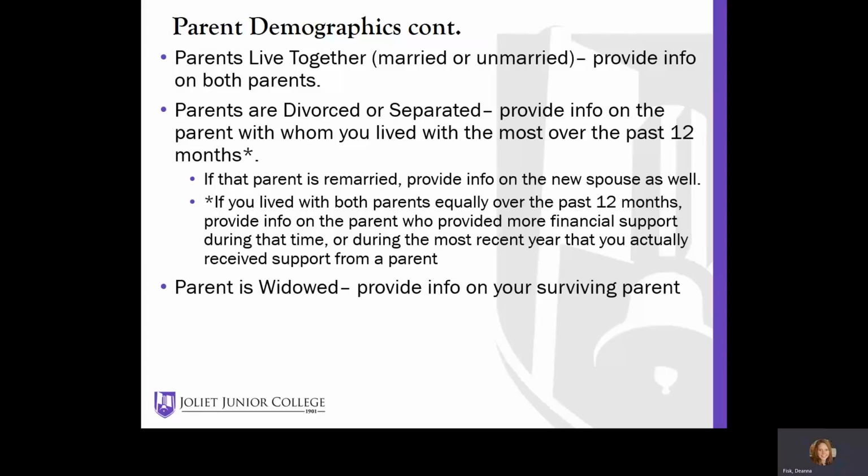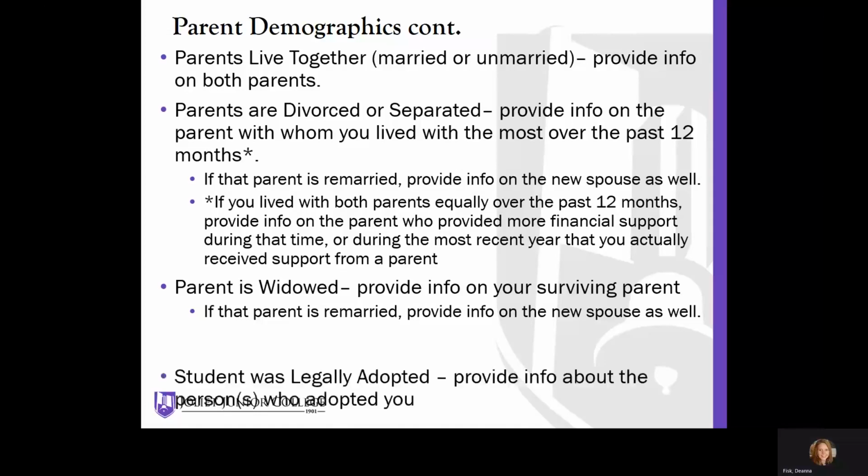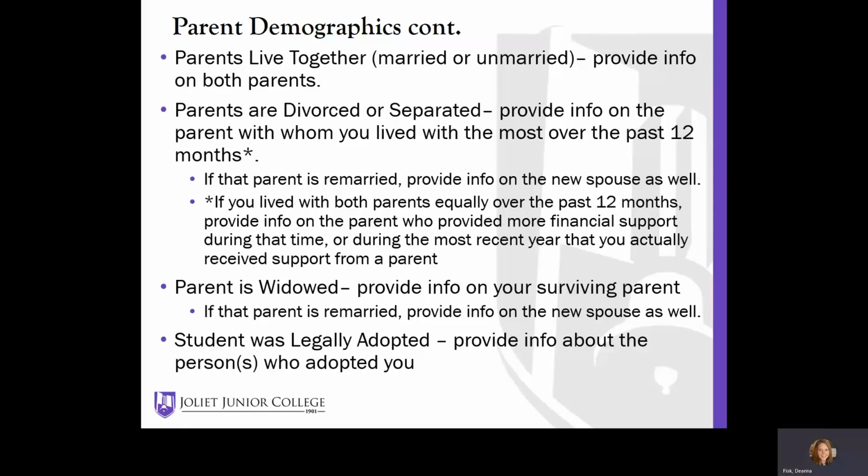If your parent is widowed, you will be providing information on your surviving parent. And if that parent is remarried, you will also be required to provide info on the new spouse. If you were legally adopted, then you will provide information about the person or people who adopted you.